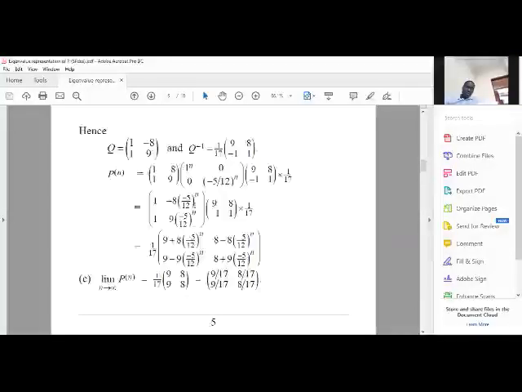As you notice, as n approaches infinity, the columns of the matrix become the same. When you look at the previous example, if this place is 9 over 17, this place will be 9 over 17. If it's a 3 by 3 matrix, it will be the same across this row.